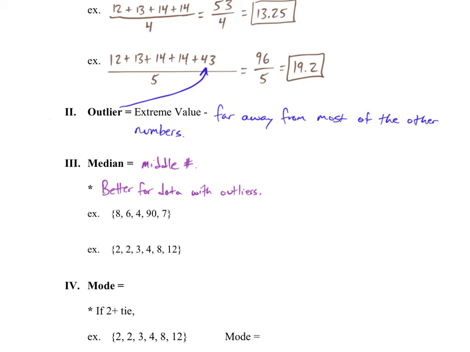So if you were to say, okay, what's the median age of people in an algebra class, even though you have me in here, the 14 still makes sense. It's real close to pretty much all the students in the class. So that's what I mean by better for data with outliers.